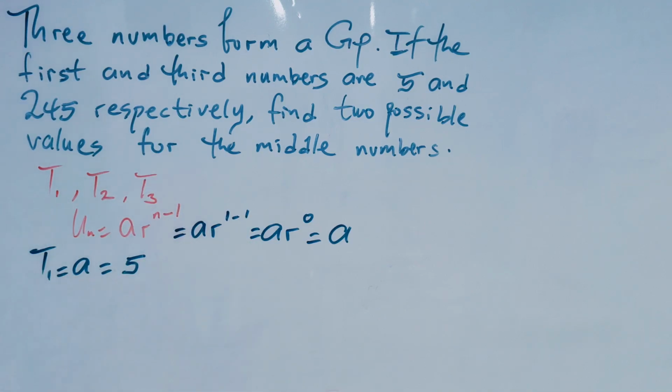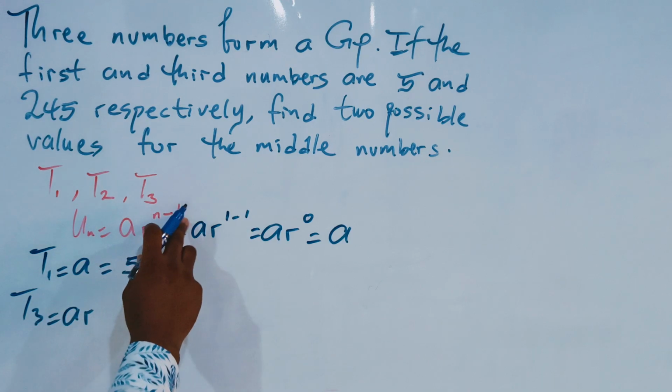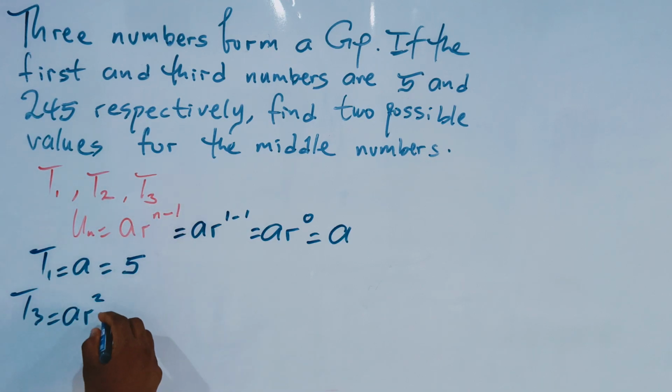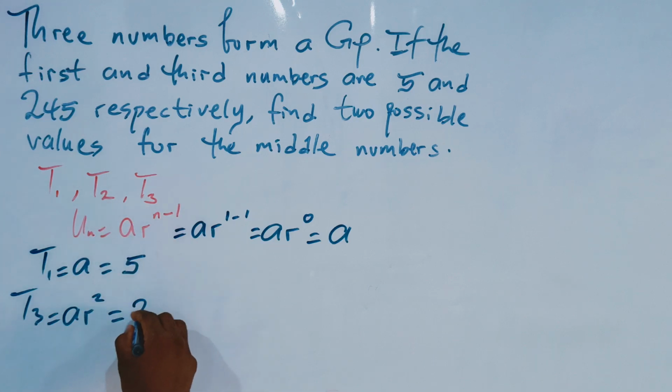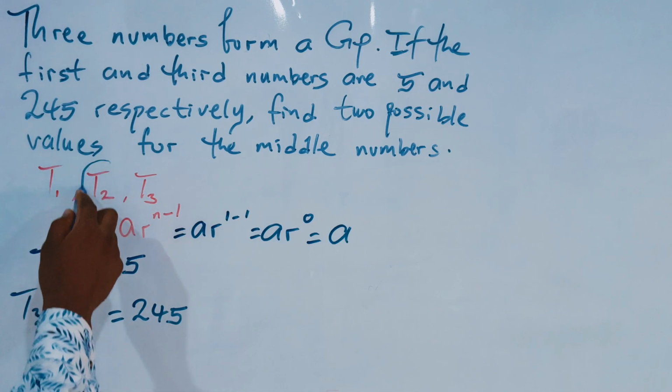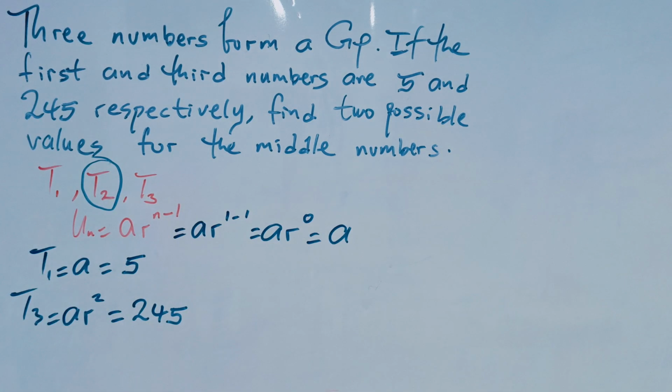And the third term is 245. The third term is given as ar raised to n minus 1, that's 3 minus 1, 2. So ar^2 is given as 245. So we have to find two possible values for the middle number, that's the second term. The question is telling us that there are two possible values the second term can take on, and we have to figure that out.